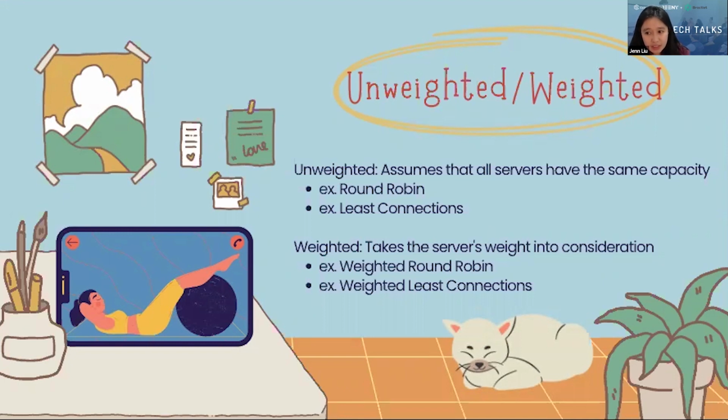With weighted least connections, they're also assigned a number that's a ratio. So server A has a weight of 4 with 3 active connections. This gives them a ratio of 0.75. Server B has a weight of 2 with 1 active connection, which gives them a ratio of 0.5. So because server B has a lower ratio, it receives the next incoming request.